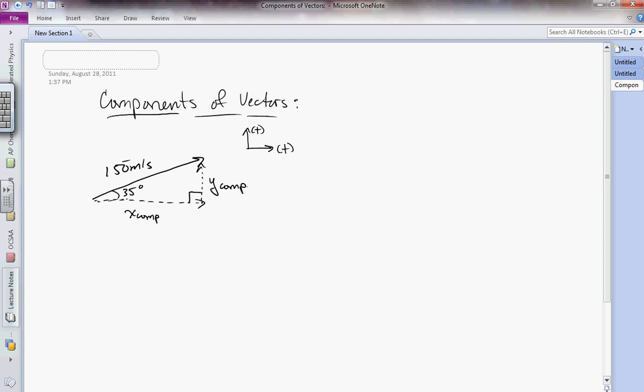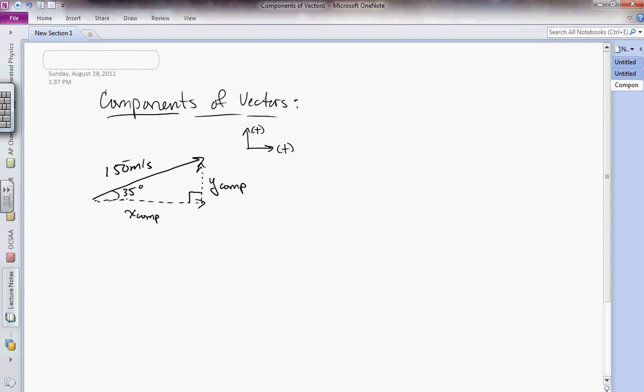So once again, the idea behind this is we have a velocity of 150 meters per second at 35 degrees north of east. Okay, that is the velocity that actually exists. That's the vector that actually exists. But the mathematical trick we can use is to say that 150 meters per second at 35 degrees north of east can be viewed as the addition of two other vectors, an x component and a y component.